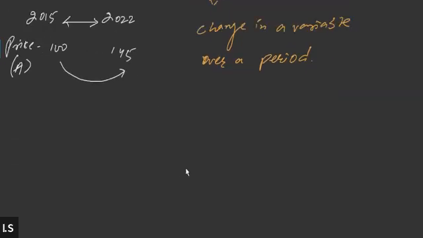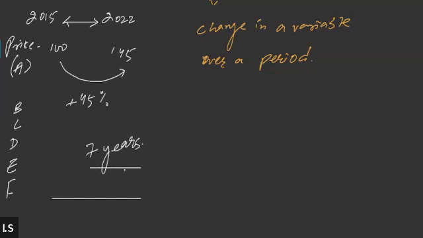Now, for now, it may seem easy. Why are we required to apply the index number? We can simply calculate the change here. If the price of the commodity rose from 100 to 145, that means the price rose by 45%. Simple. But what if there are numerous commodities? Let's say there are 50 commodities here, A, B, C, D, E, F, and we want to find out the change in the price of commodities overall. How have prices of commodities changed during the 7-year period?